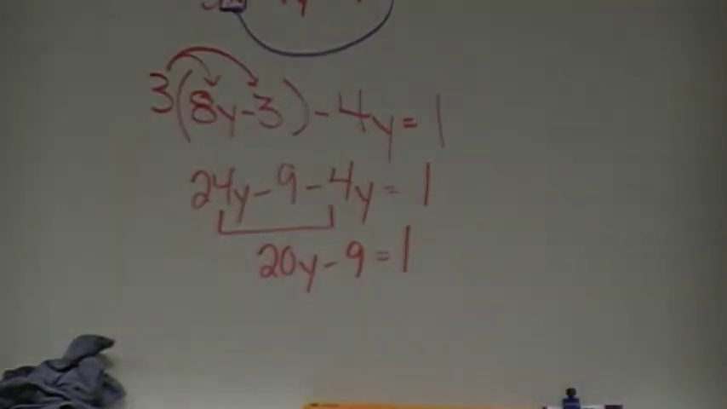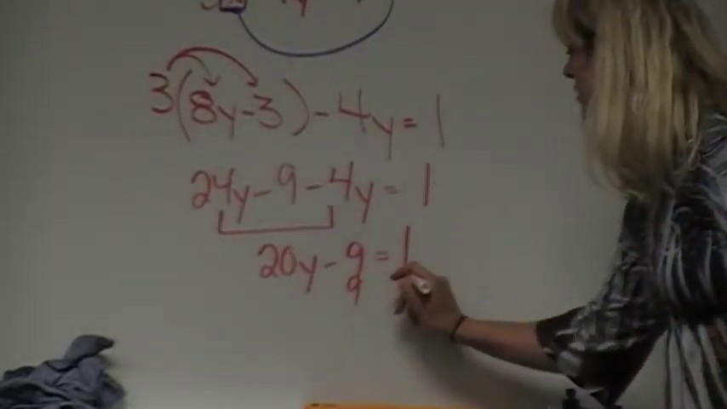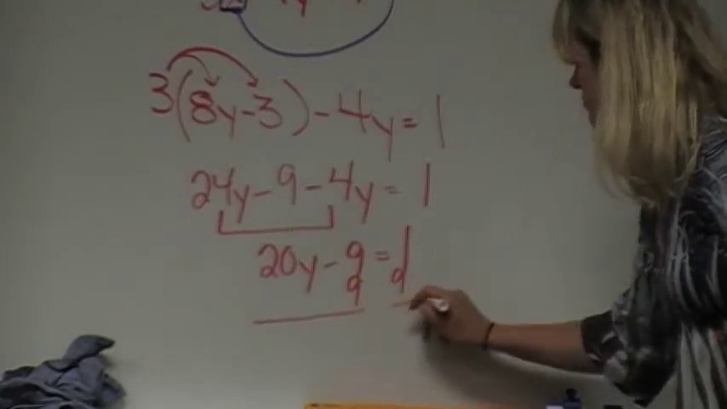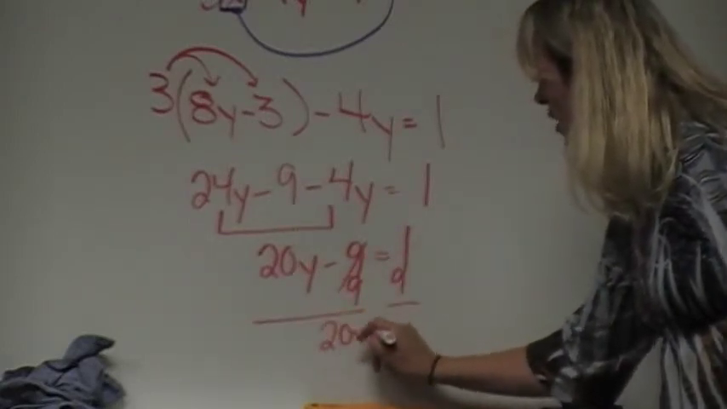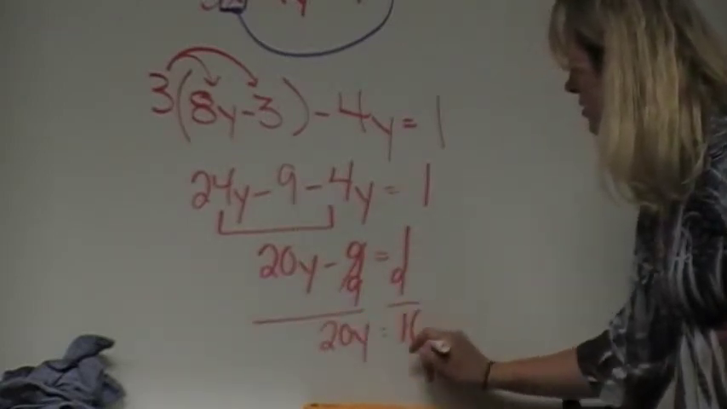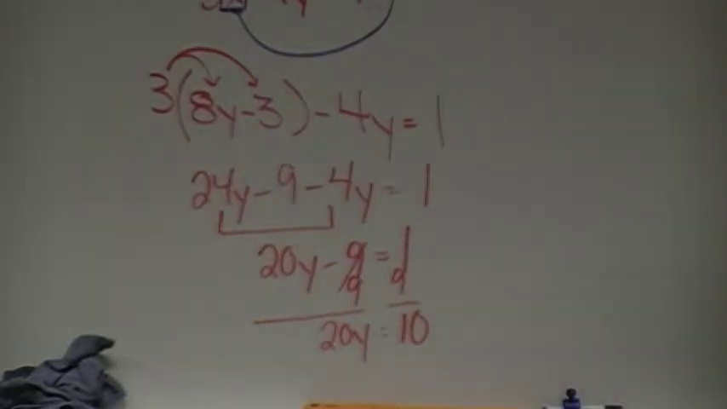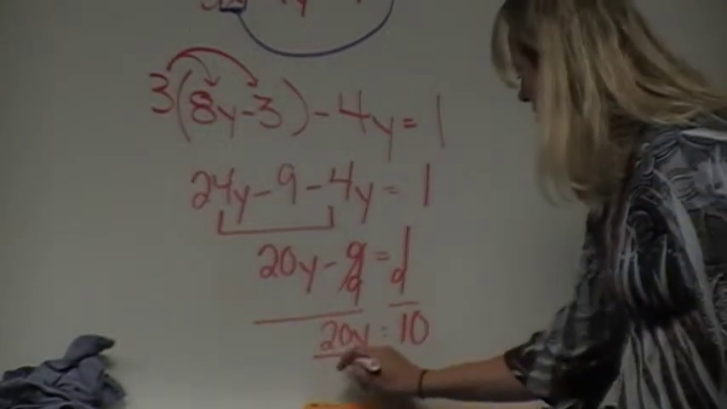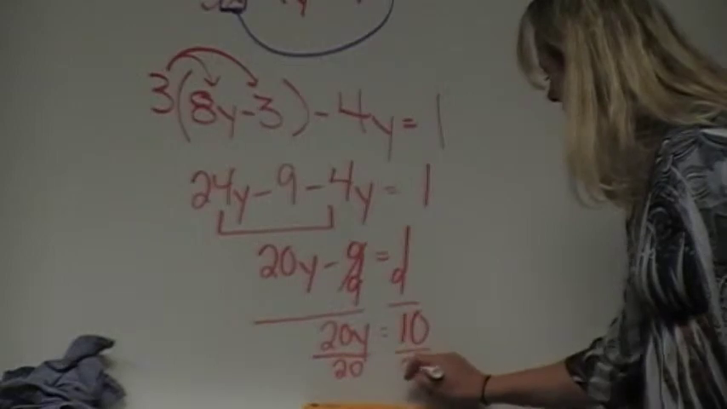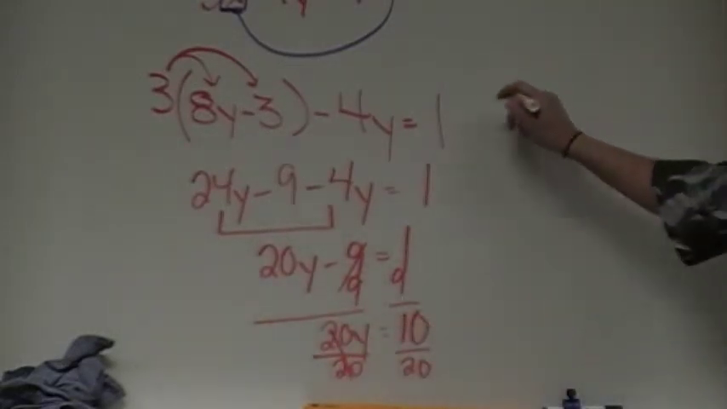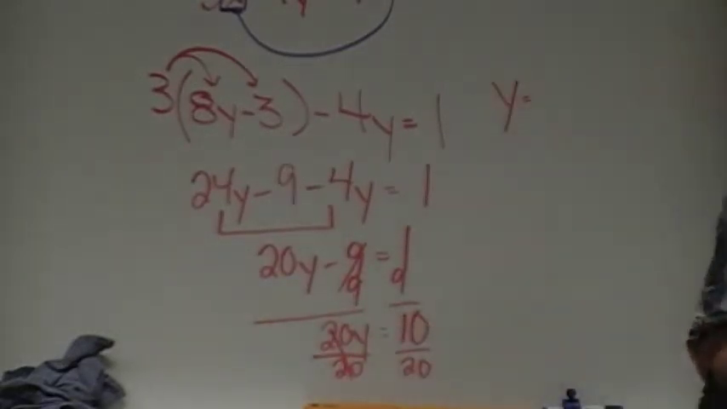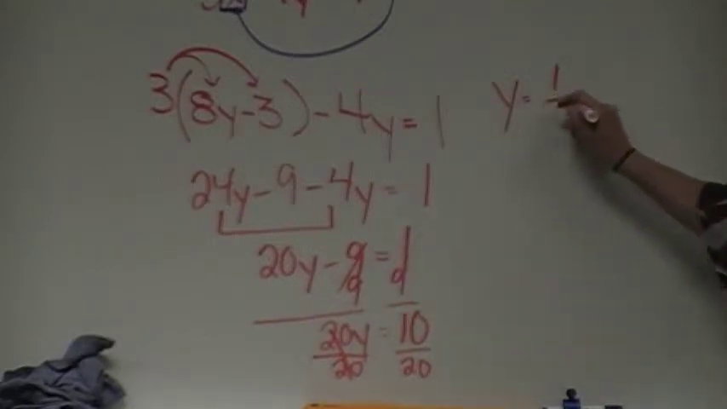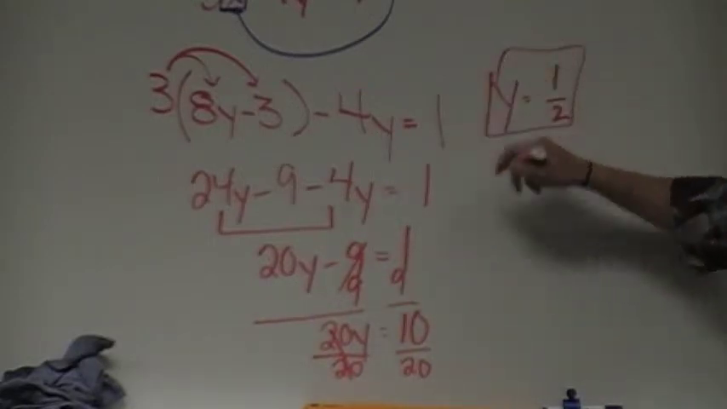All right, now I've got an equation I can solve here. What do I need to do to both sides now? Add 9 to both sides. Perfect. I get 20y equals 10, and what do I do to both sides? Divide by 20. Good. Y equals, what's 10/20ths in lowest terms? 1/2. So I've got y is equal to 1/2.